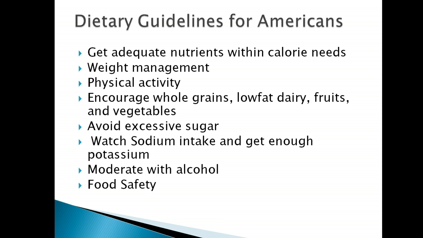Okay, we'll go over quickly the Dietary Guidelines for Americans. If you look in your book on page 36, there's an explanation of this. Basically, the guidelines are: get adequate nutrients within calorie needs. So get all the vitamins and minerals that you need within the appropriate calorie needs, and don't eat too many calories. The other one is to maintain a healthy weight, and later on we'll talk more about weight management. The other thing is to get enough physical activity. The guidelines recommend 30 minutes of moderate activity every day. You want to encourage whole grains, low-fat dairy, fruits and vegetables, those sorts of things.